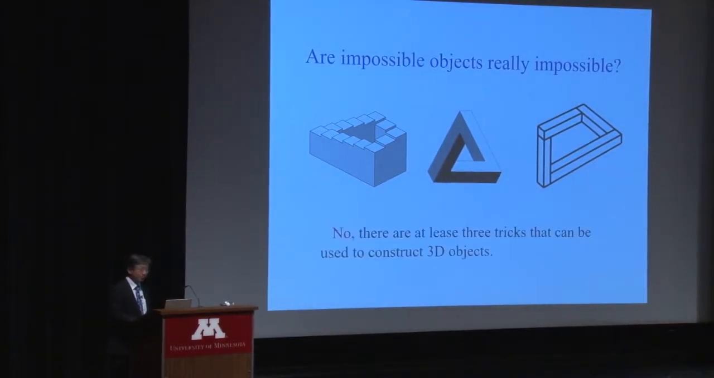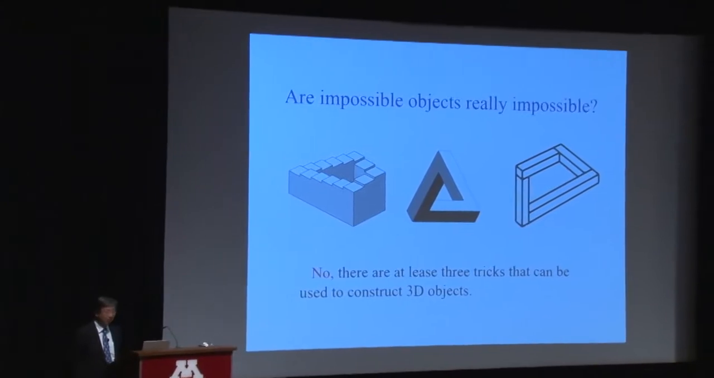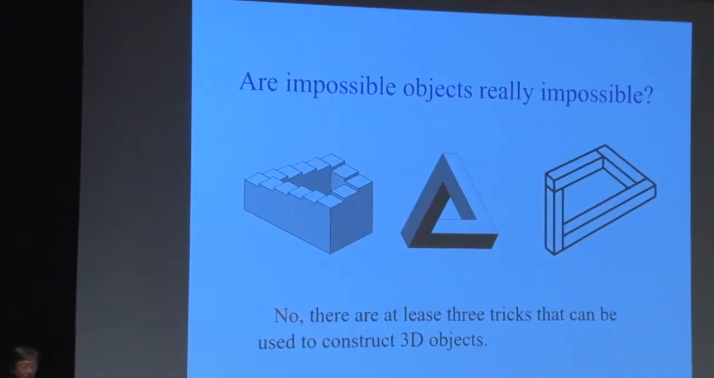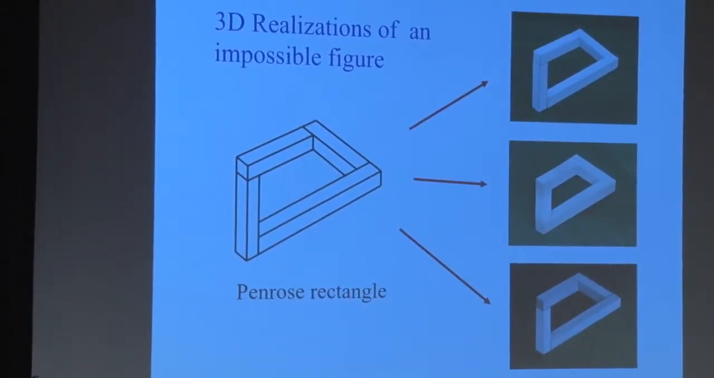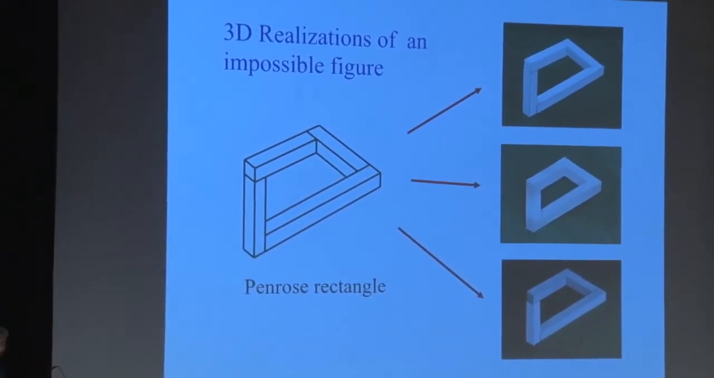And it's natural to ask, are impossible objects really impossible? The answer is no. There are at least three tricks that can be used to construct three-dimensional objects from pictures of impossible objects. Let me show those tricks using the Penrose rectangle as an example.